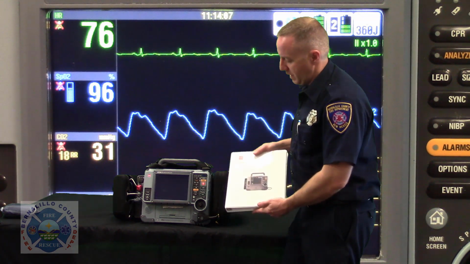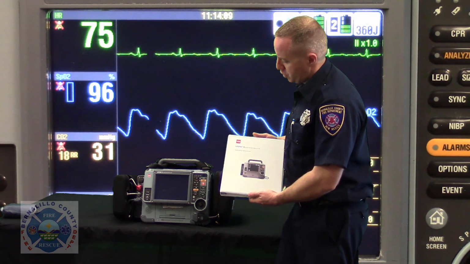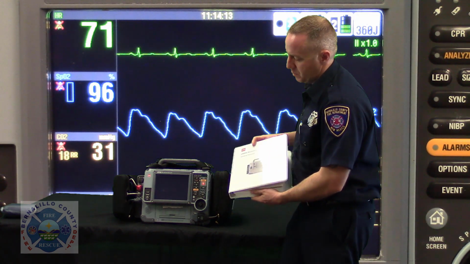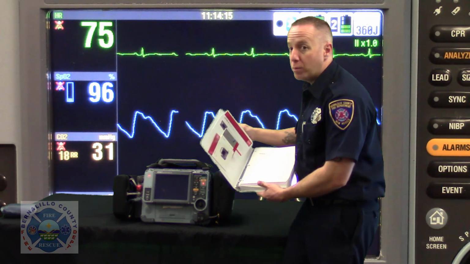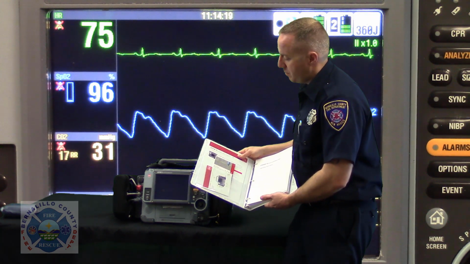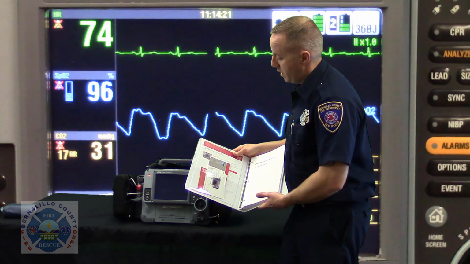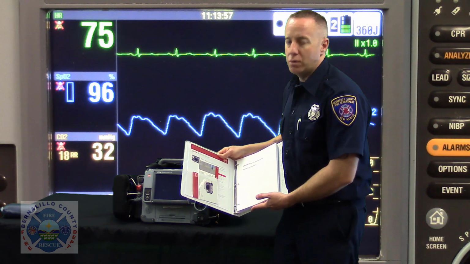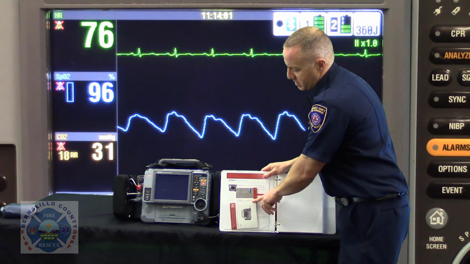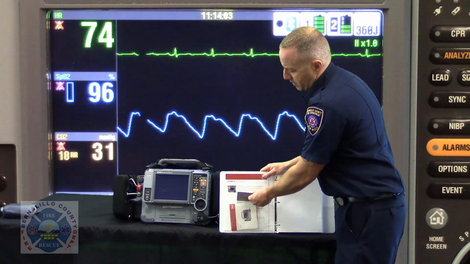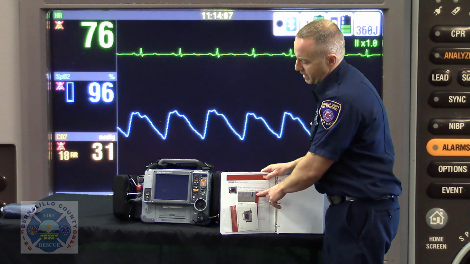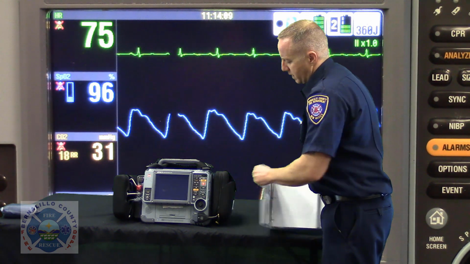If you haven't already taken the time, there should be a copy of the operating instructions located at your station when the monitor was delivered. Same thing with the AutoPulse. I would highly encourage everybody to take a moment with your crew and get familiar with the operating instructions. In it, you're going to find some wonderful tools. There's a DVD, and there are some cards to kind of give you some prompts for each of the devices. So I would look into that.